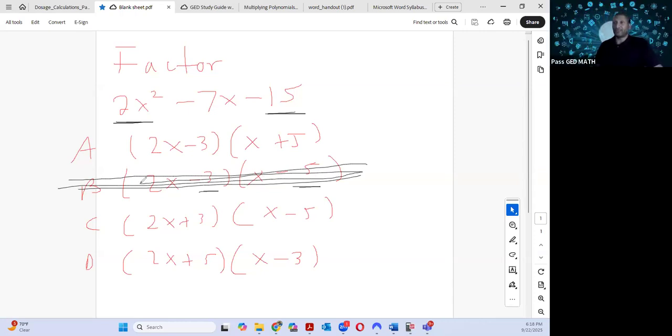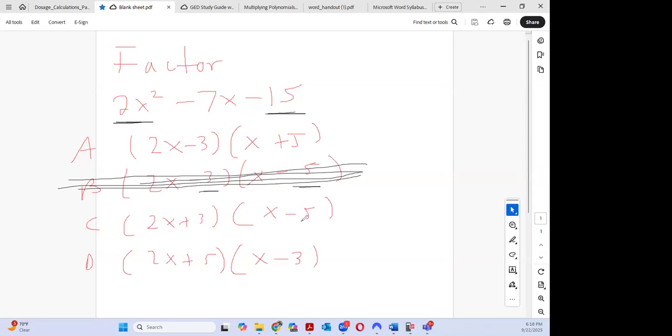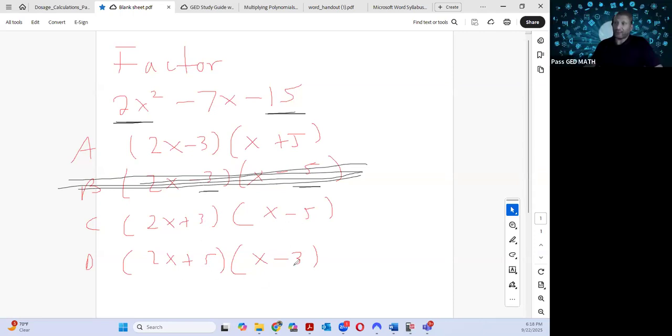Does everybody understand that? Now, 3 times minus 5 is minus 15, and 5 times minus 3 is minus 15. So I can't use that shortcut that I just showed you. Why? Because the first term in all of these is 2x squared and the last term is minus 15. So I have to do it all the way out. I'm going to change to blue.